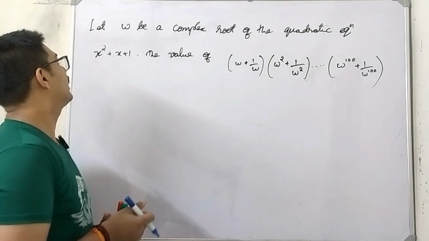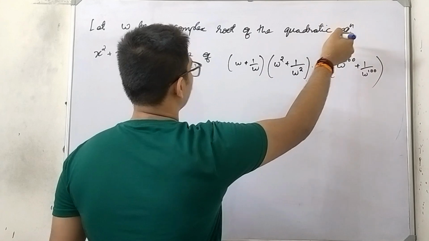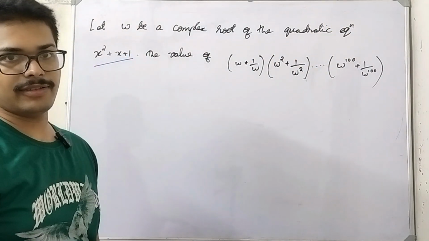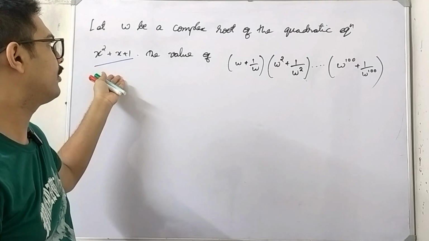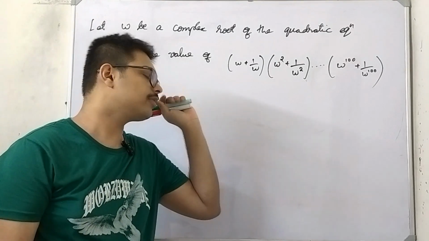Let us solve this question. Let omega be a complex root of the quadratic equation x square plus x plus 1 equal to 0. If you put it in, omega square plus omega plus 1 equals 0, so these are the cube roots of unity.